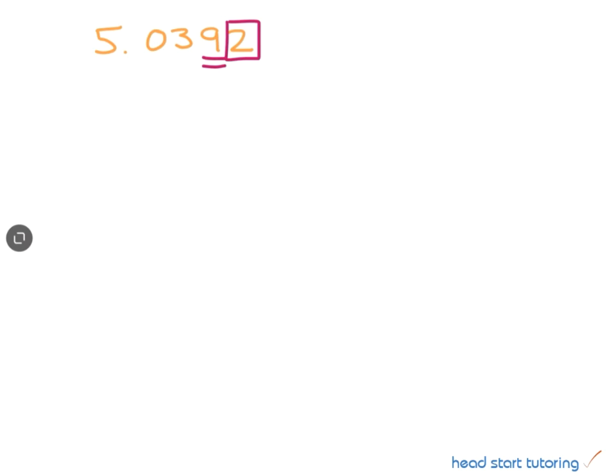So we now need to decide, is our number 5.0392 closer to 5.039 or closer to 5.040? So these are our two options, 5.040, and that will be the bigger option. So let's rather actually make this the smaller option.